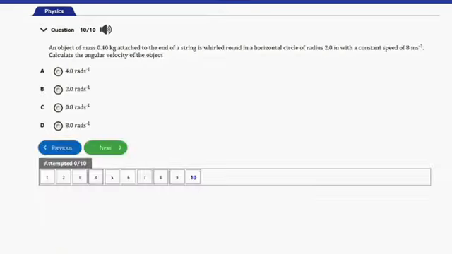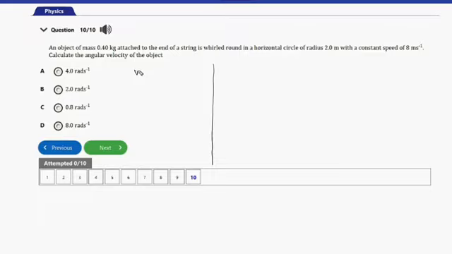So guys, the last question here is question number 10. It says, an object of mass 0.40 kg attached to the end of a string is whirled around a horizontal circle of radius 2.0 meter with a constant speed of 8 meters per second. Calculate the angular velocity of the object.